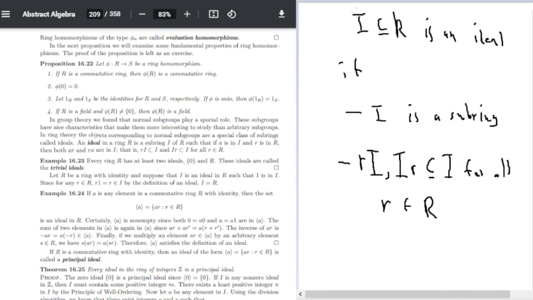Which might seem weird. Here's an example. Think of 2 times the integers in the integers. Well, if we take an integer like 2a and multiply it by any integer b, it's going to be equal to 2 times ab. Which means that if we multiply any element in 2Z by any integer at all, we're going to be able to take out that 2 because of the multiplication property.